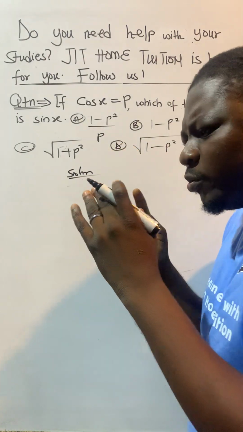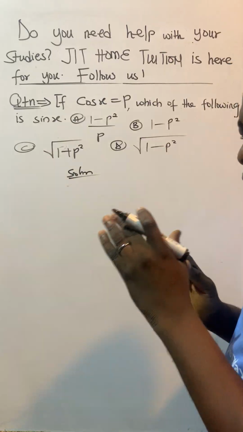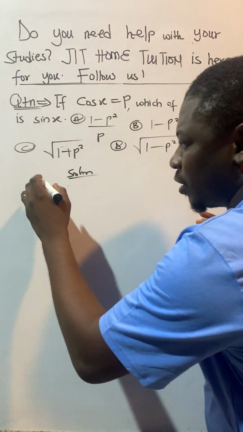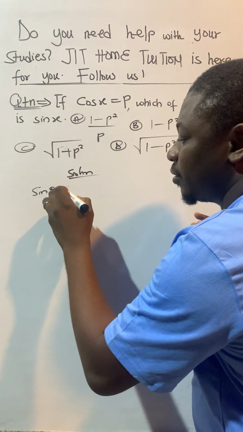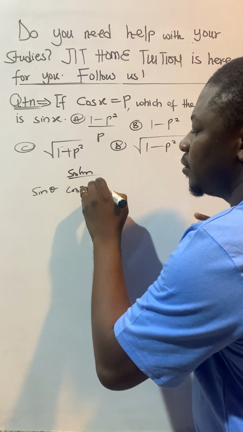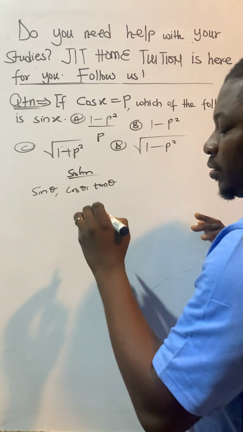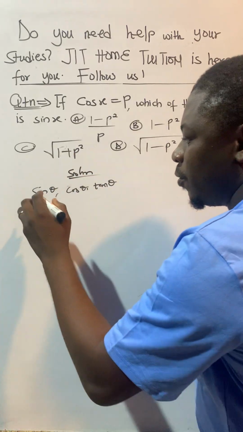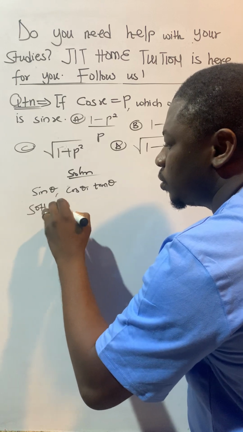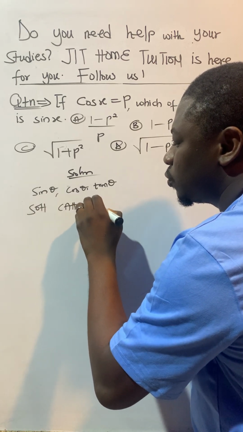Now, the moment you hear about trig, one of the first things that you need to know is about sine theta, cos theta, tan theta. These are the basic ones. Now, how do you remember them? We have what you call SOH CAH TOA.